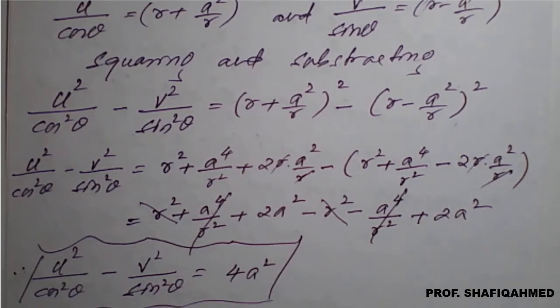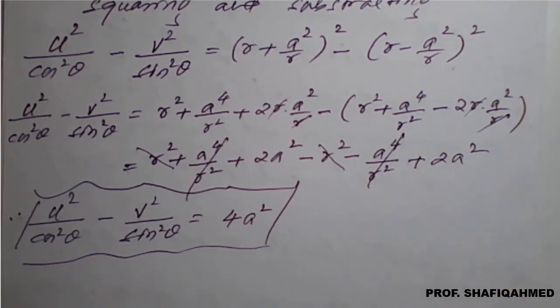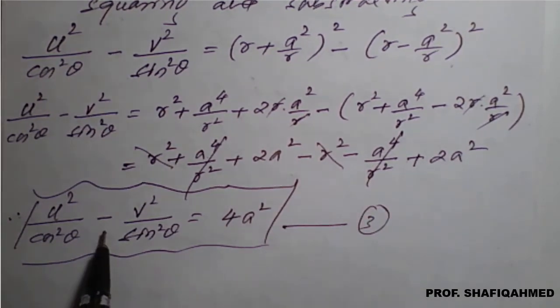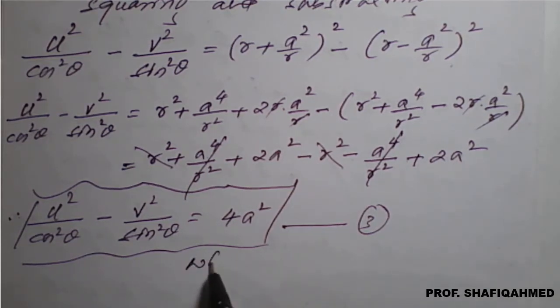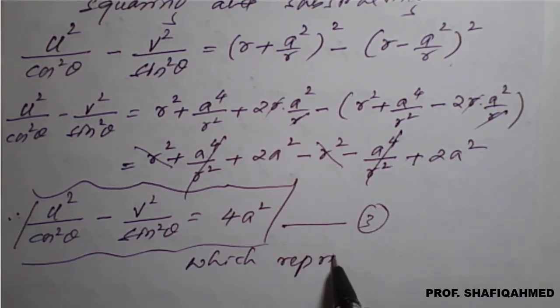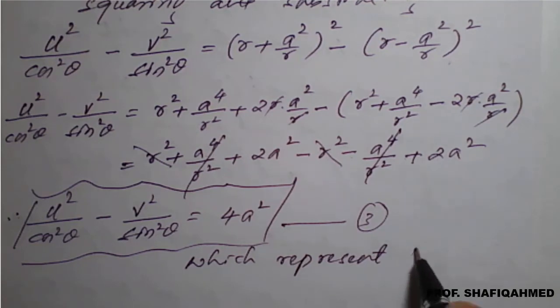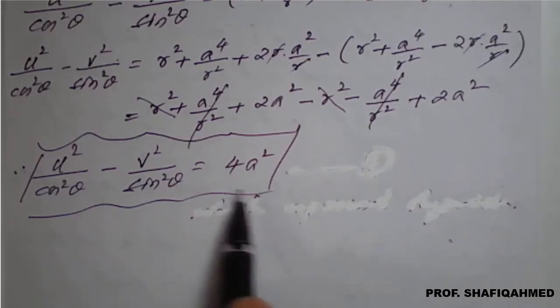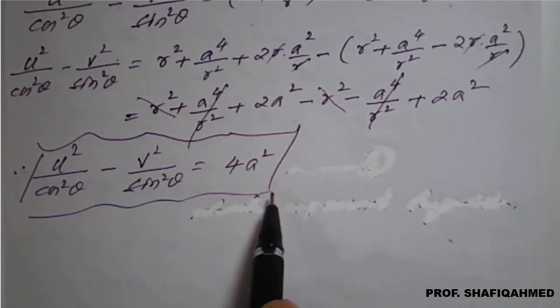So this is one more term where we have eliminated the r, and this expression I will call 3, and you can observe here, because of this minus, this will represent a hyperbola.